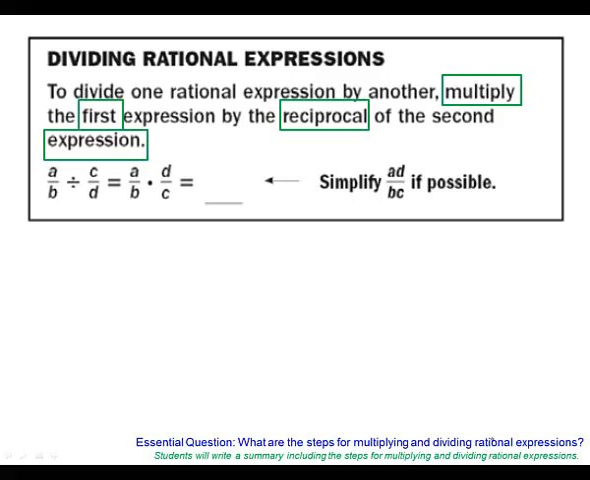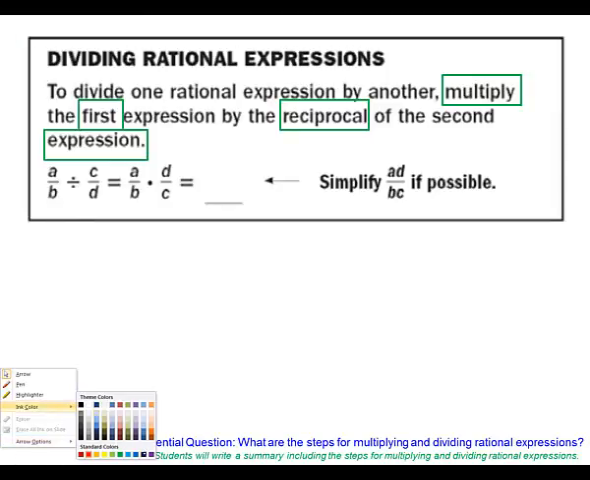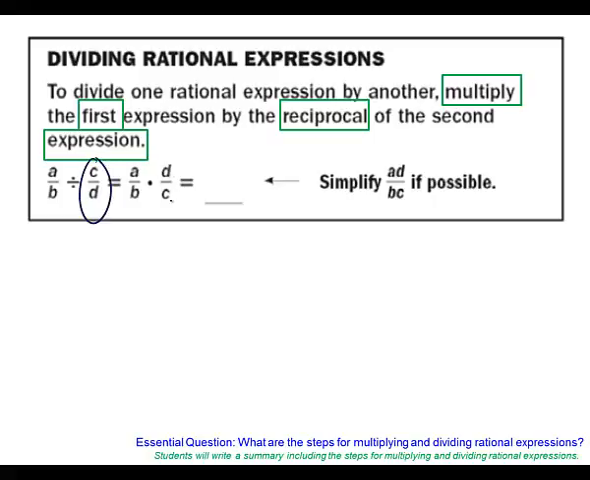Okay, so today we're going to switch. Yesterday we did simplifying and multiplying. Today we're going to do dividing, all right? To divide one rational expression by another, multiply the first expression by the reciprocal of the second expression. Basically, you take the second one and you flip it and switch it to multiplication. Then just like we did before, you multiply across the top and across the bottom. It's no different than what we did yesterday, except we have to flip it first. Then we do the exact same thing we did yesterday.